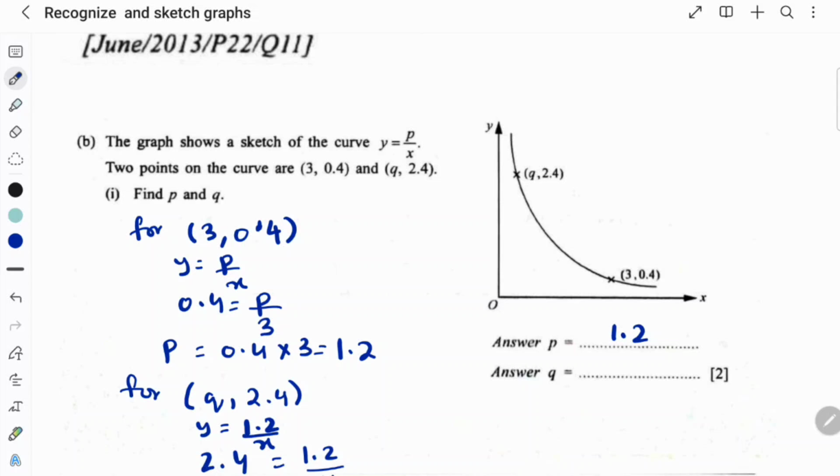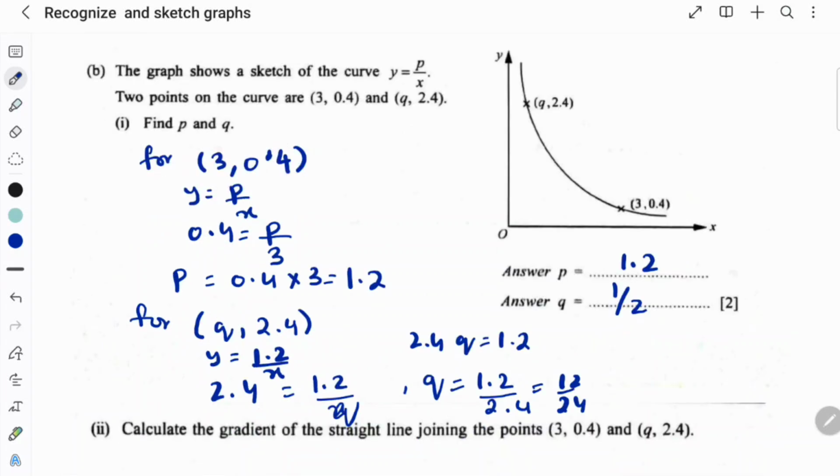Okay, and q will be equal to, no, we keep q. Then q will be equal to 1.2 upon 2.4. Obviously when you multiply, it will be 1.2 upon 2.4. Listen, this is 2.4 q. If you have any problem, then I'm doing this step also. Then q will be equal to 1.2 upon 2.4, and that is equal to 12 upon 24, and it is half. Either you write down half or you can write down 0.5 as well.